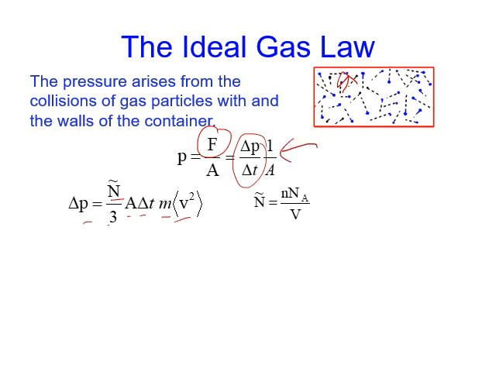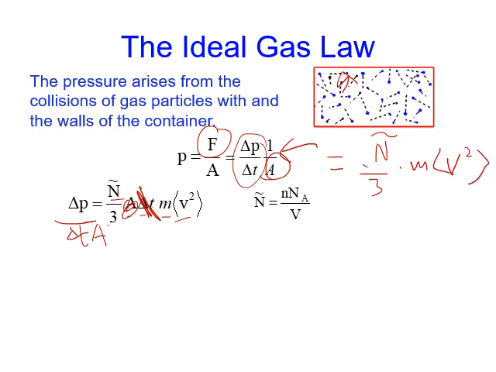So according to this equation, you divide by delta t, so delta t will cancel. You also divide by area, and so area cancels. So what we have is the number density divided by 3 times mass of one molecule times mean square speed. Okay, so what is the number density? Number density is the total number of molecules divided by volume. Total number of molecules can be calculated by number of moles times Avogadro's number, and then divide by volume.